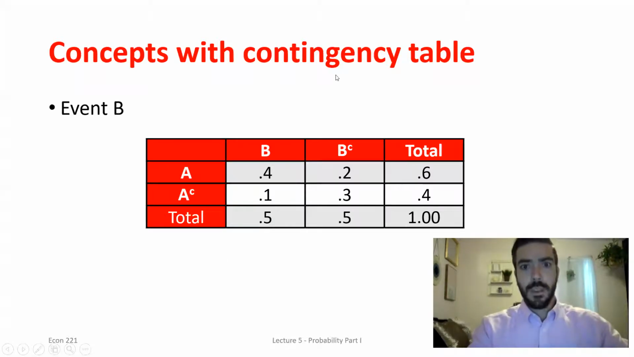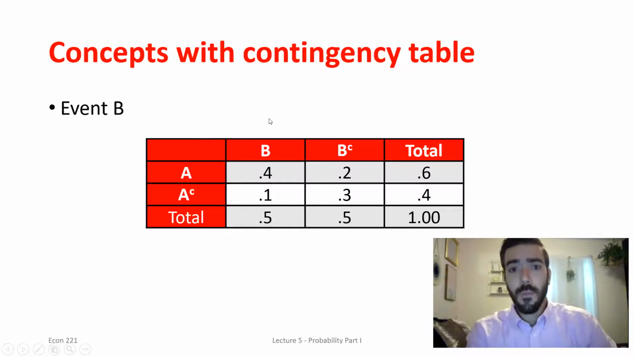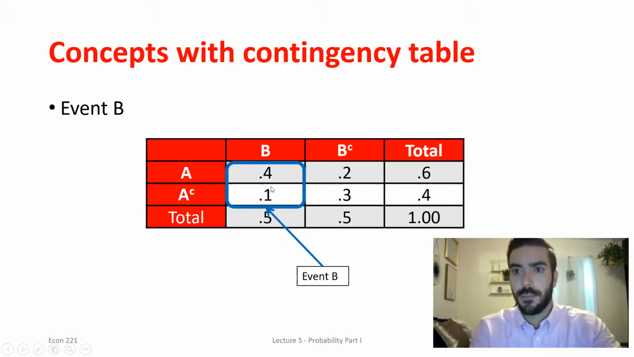All right, so if I'm thinking about event B here, once again, I can get the probability by just going to the total, or if I didn't see the total column here, I could add down the columns, add 0.4 to 0.1, and I would get that 0.5. Right? It's a similar idea, the picture I just showed.